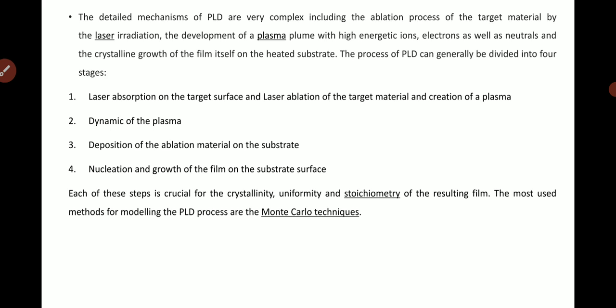Here the stages of PLD were explained. First, laser absorption on the target surface, then laser ablation of that target material and creation of plasma. Second, dynamics of the plasma. Third, deposition of the ablation material on the substrate, and nucleation and growth of the film on the substrate surface. Okay, these are the 4 steps of the PLD process.